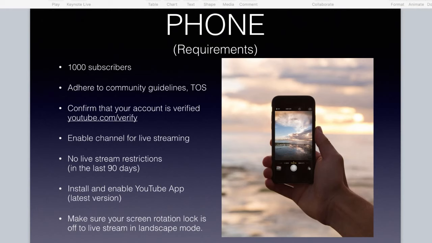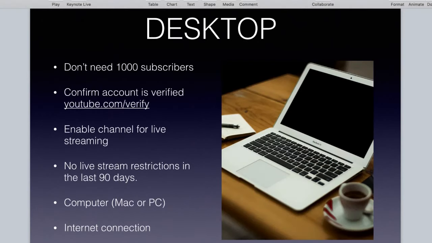And the only downside is that you need 1,000 subscribers. So they didn't used to have that requirement, but now it's a requirement. But if you want to go live without the requirement of 1,000 subscribers, then you go live from your desktop. So you don't need 1,000 subscribers, and you have to confirm your account and enable your channel for live streaming and make sure there's no restrictions last 90 days.